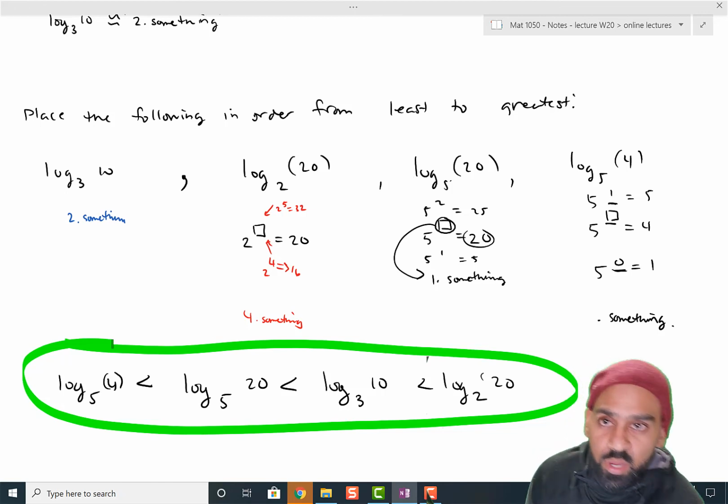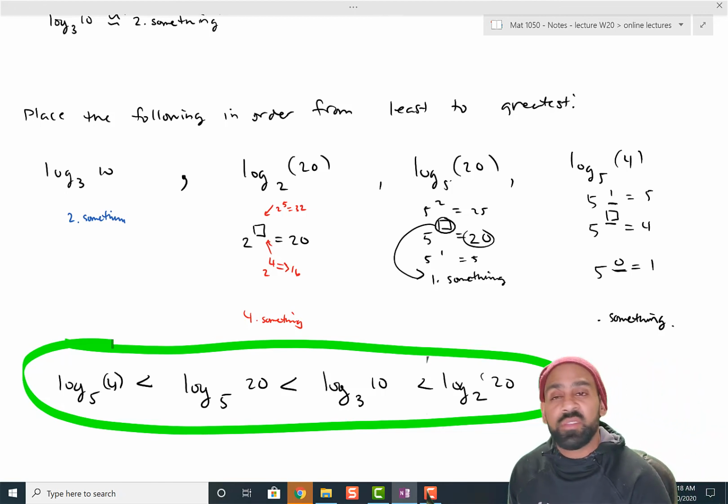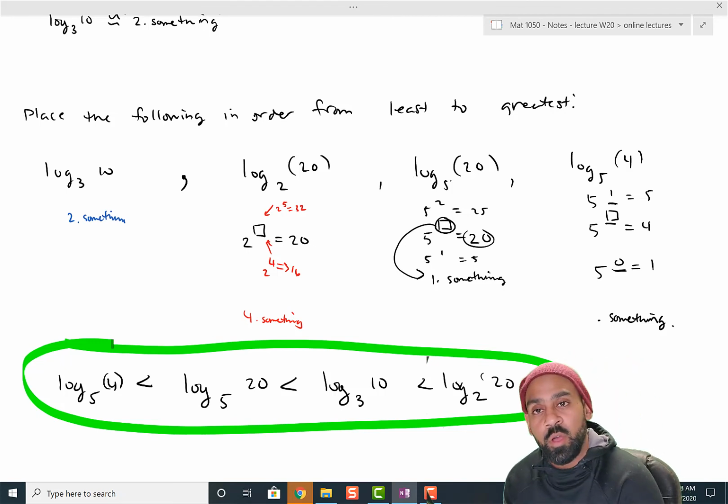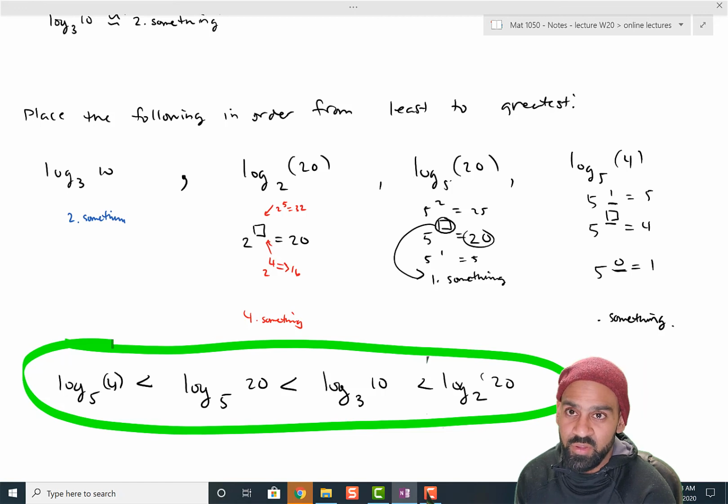All right, so that's approximating logarithms. Putting them in order from least to greatest is just another good way of knowing how to approximate them. Next video we'll start talking about some of the great log properties. I've been saying that every video, but I always seem to have one other thing I need to talk about.